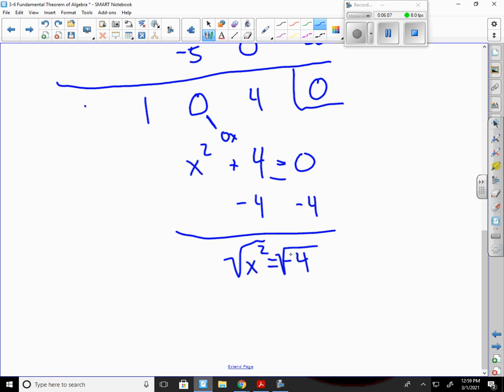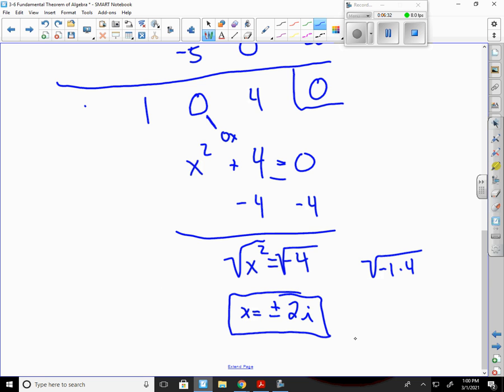Take the square root of a negative. I can't do that unless it's an imaginary. It gives me plus or minus. Then let's break out our imaginary. Negative 1 times 4. Square root of a negative 1 is i. Square root of 4 is 2. So this would be plus or minus 2i. Since it's a plus and a minus, I have 2 of my roots.